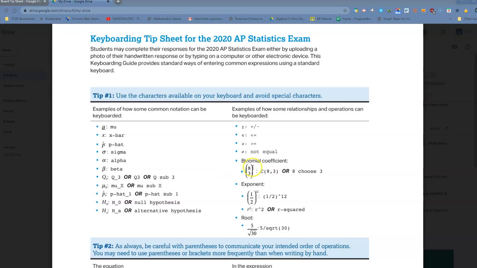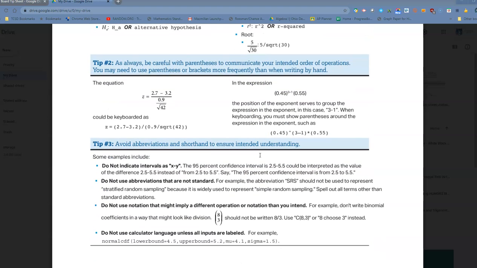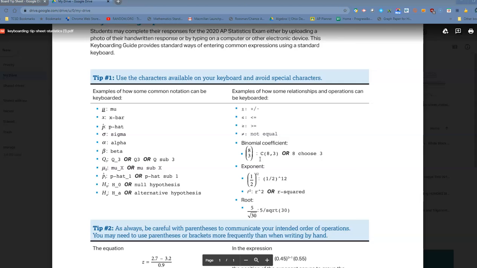The binomial model, doing the 8 choose 3, you could do C 8 comma 3, or you could literally write 8 choose 3. Exponents could easily be done with the caret. So there's a lot of really easy things that you can do. Really taking a look at this keyboard tip sheet I think is going to be beneficial to you guys on the exam, especially if you're going to type.